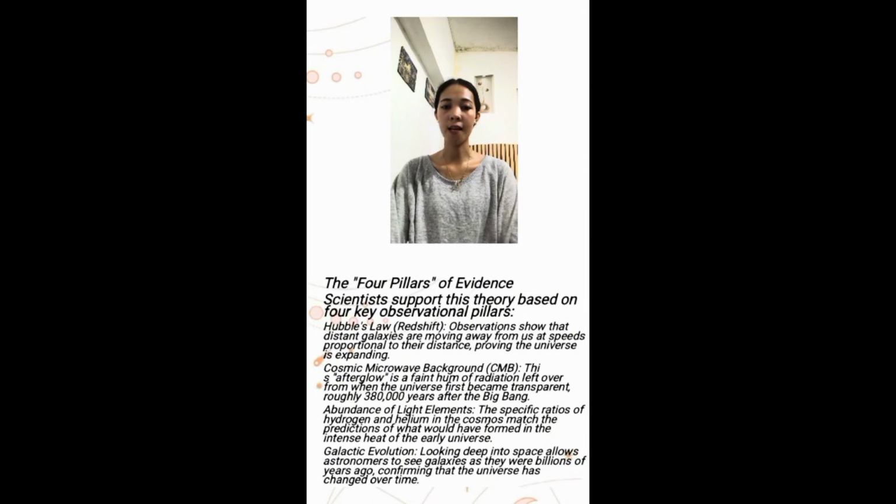So first is Hubble's law or redshift. Observations show that distant galaxies are moving away from us at a speed proportional to their distance, proving the universe is expanding.